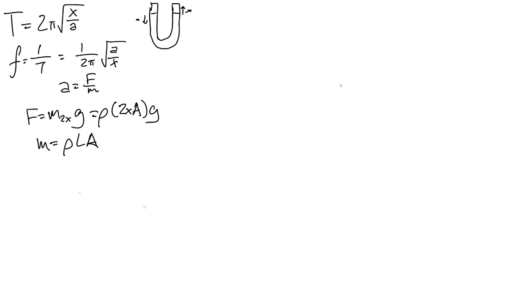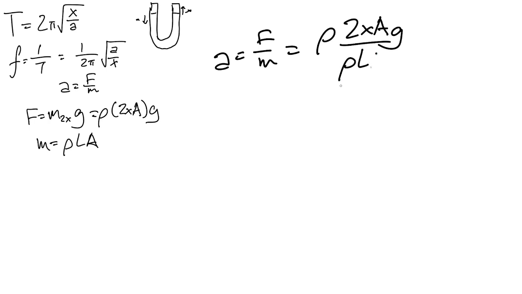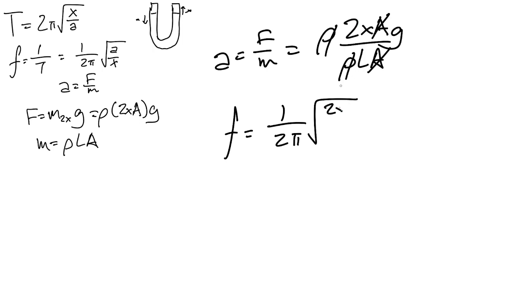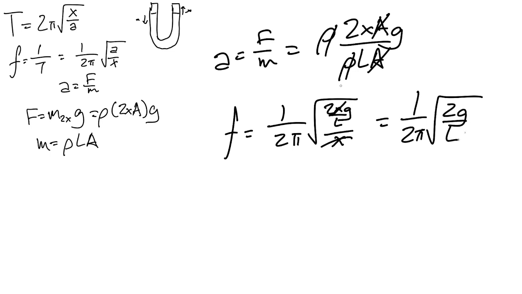And so from this, we know that our acceleration is going to be equal to our force divided by our mass, which is going to be, what is this, rho times 2x A g divided by rho L A, right? Cross these out, and then once we plug it into our frequency, that's going to be 1 over 2 pi times the square root of our acceleration, which is 2xg divided by L divided by x, right? And we can just cancel out these two x's, and so our frequency is going to be 1 over 2 pi times the square root of 2g over L, right?